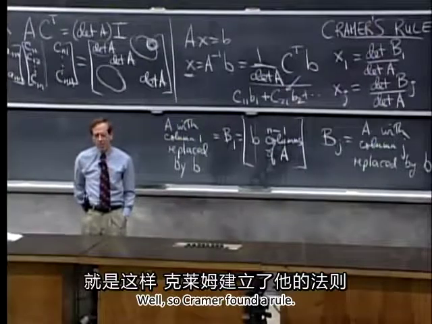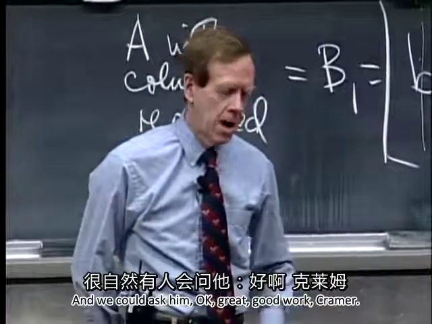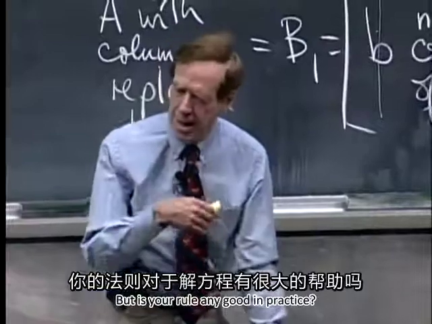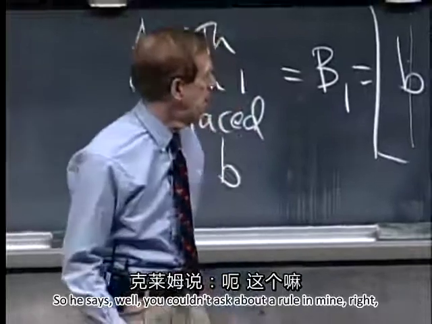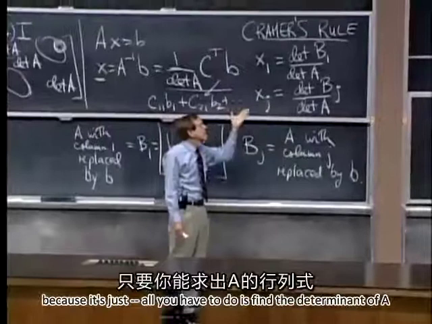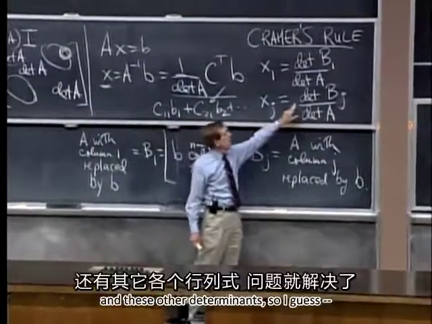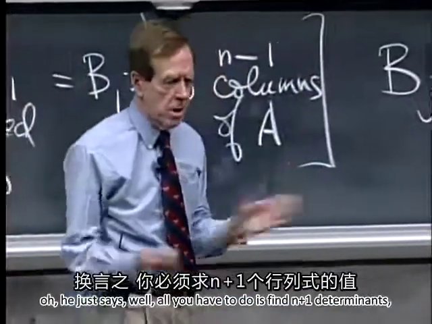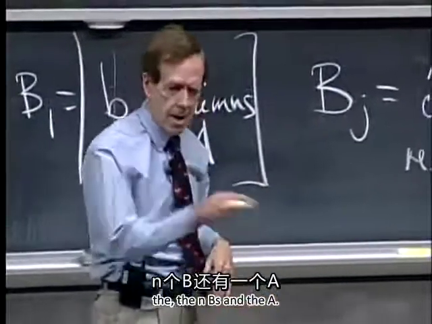Well, so Cramer found a rule. And we could ask him, okay, great, good work, Cramer. But is your rule any good in practice? So he says, well, you couldn't ask for a better rule than mine, right? Because all you have to do is find the determinant of A and these other determinants. So I guess he just says, all you have to do is find n plus 1 determinants, the n B's and the A.